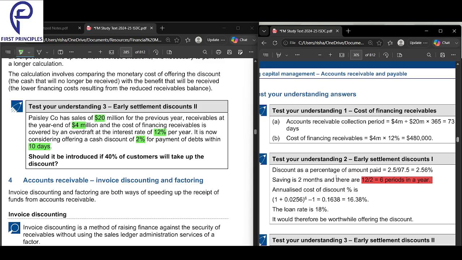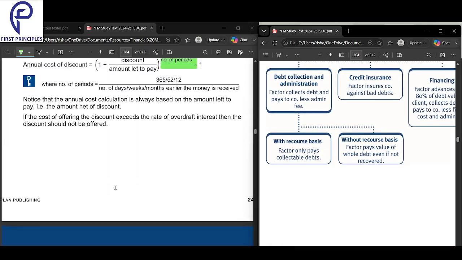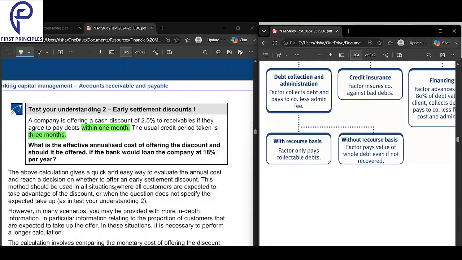Before that, here we have seen how much giving the discount is costing, and how much taking money from the bank is costing. Taking from the bank costs 18%, but giving the discount costs 16%. So if you compare 16 and 18, it is beneficial, and you should give the discount. That is all the sums and theory we've finished from the first part.